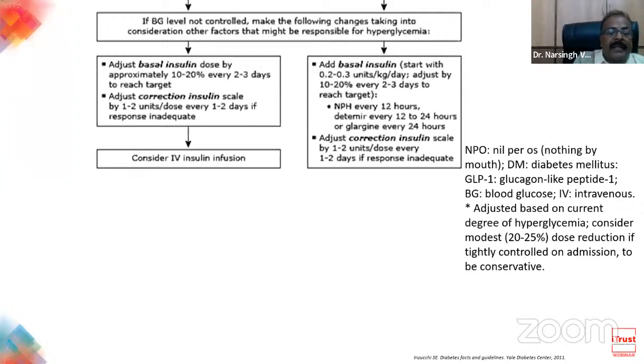And consider intravenous insulin infusion if control is not good in type 1. In type 2 diabetic patients who are uncontrolled, then you go for adding basal insulin, and every 12 hours the basal insulin doses can be corrected, and adjust the correction insulin scale by 1 to 2 units per dose. So these are very simplified methods that can be utilized, and very simply we can control blood sugar level in the hospitalized patient. Next one, please.